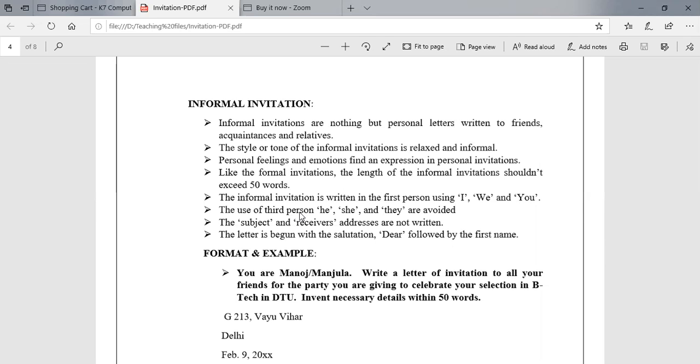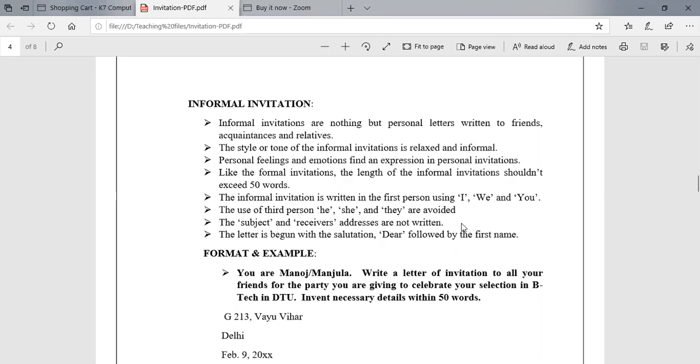Then the informal invitation is written in the first person using I, we, and you. We should not use the third person. The use of third person he, she, and they is avoided. So third person, in the sense, we have to remember only for formal invitations. First and second person we can remember only for informal invitations and replies. Then the subject and receiver's addresses are not written in the informal invitations.